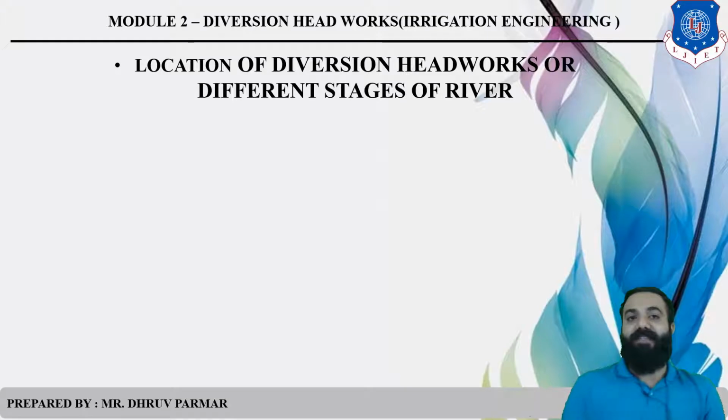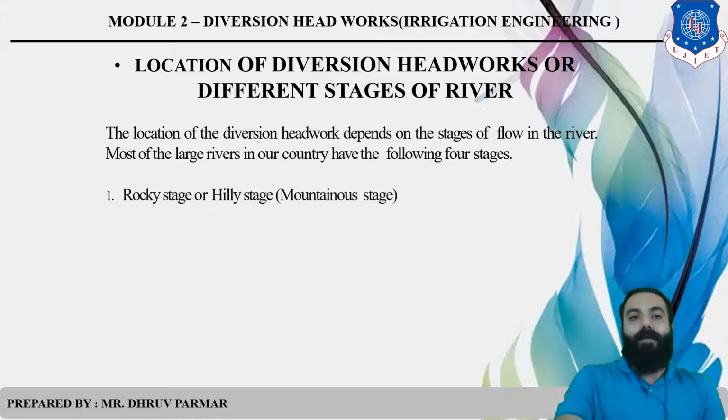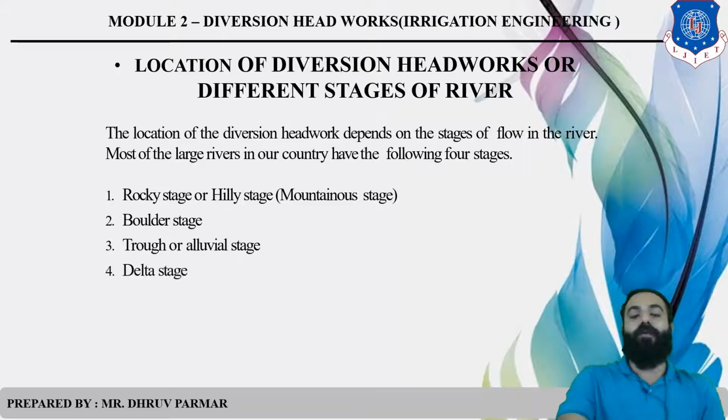There are different locations of diversion headwork at different stages of the river. The location depends on the stage of flow in the river. There are four types of stages in the river, and according to that the location is decided. First is the rocky or hilly stage, otherwise the mountainous stage. Second is the boulder stage. Third is the alluvial or true stage. Fourth is the delta stage. By these we can decide the location of diversion headwork.